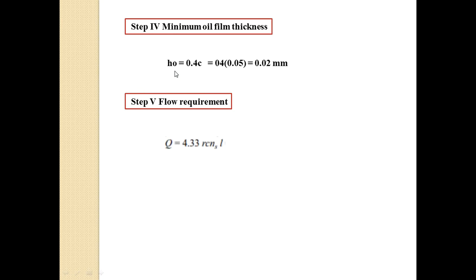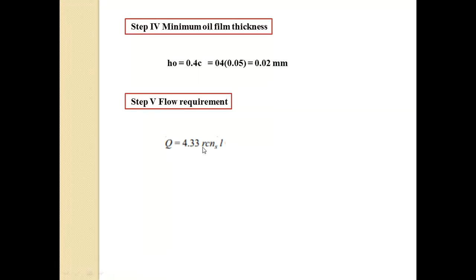So see here, this is the formula. Now see here. From the table, we got Q divided by R into C into NS into L is equal to 4.33. From this table, what we got here? Q divided by R into C into NS into L is equal to 4.33. So directly we take Q is equal to 4.33 into this whole term, R into C into NS into L.